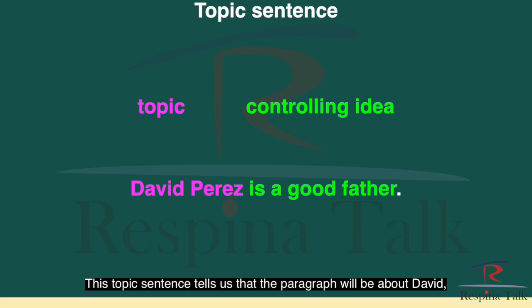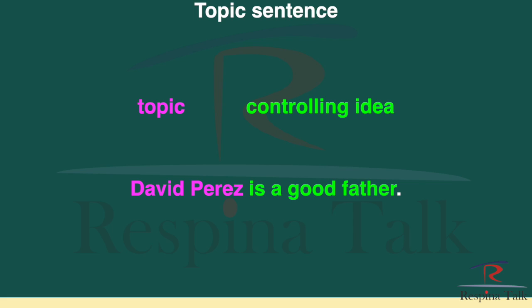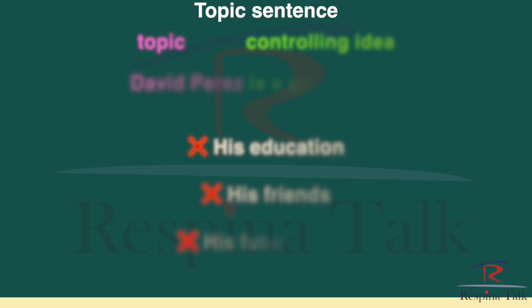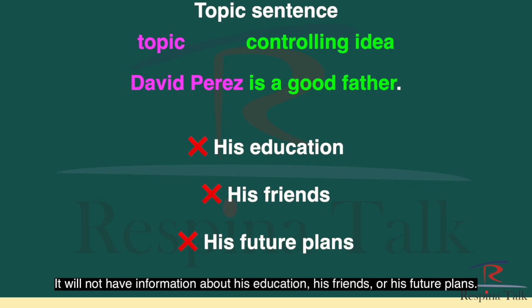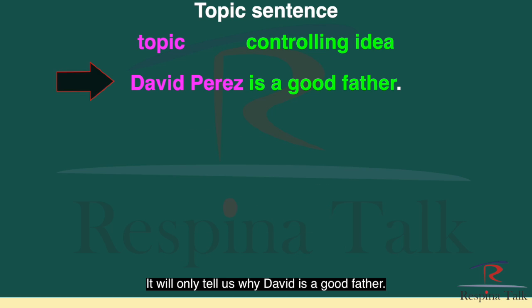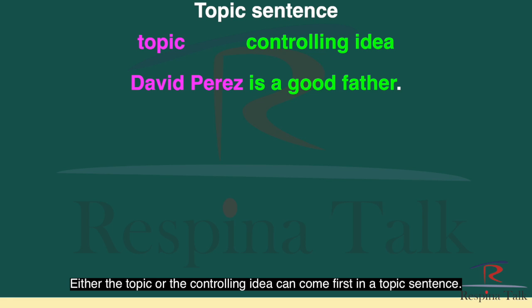Again, this topic sentence tells us that the paragraph will be about David, and the writer will tell us about David as a father. The paragraph will not have other information about David. For example, it will not have information about his education, his friends, or his future plans. It will only tell us why David is a good father. Now, either the topic or the controlling idea can come first in a topic sentence.